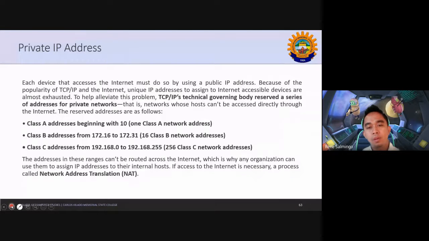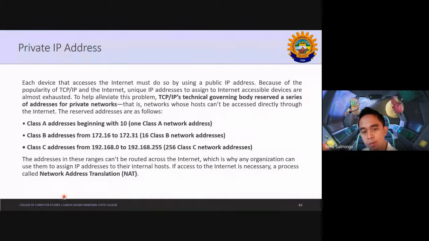So we have this private IP address. If you want to create a private network that is not going to access outside your connection, your ISP, you have your own private network inside. You could have one Class A network address that would cater for a large number of hosts. For Class B, you could have 16 Class B network addresses. And for Class C, you have 256 Class C network addresses.